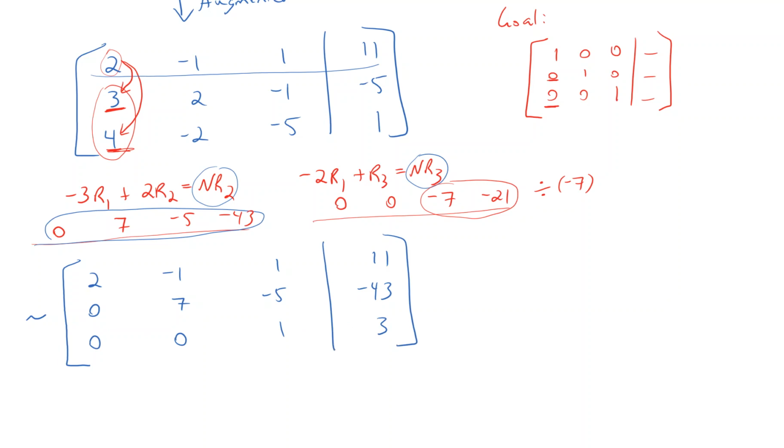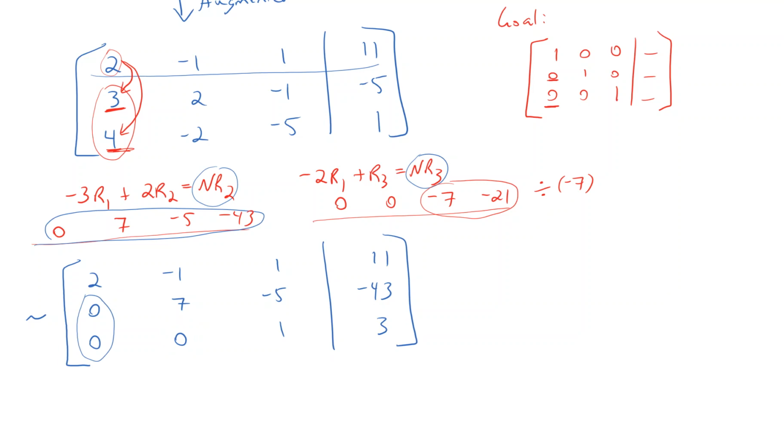So row 3 ended up being really nice because we got a 0 here already in our second column. We weren't even trying to do that. And we have a 1 here, right? We have these entries already what we need them to be. Excellent. So now we've taken care of the zeros in column 1. That's what we worked on first.